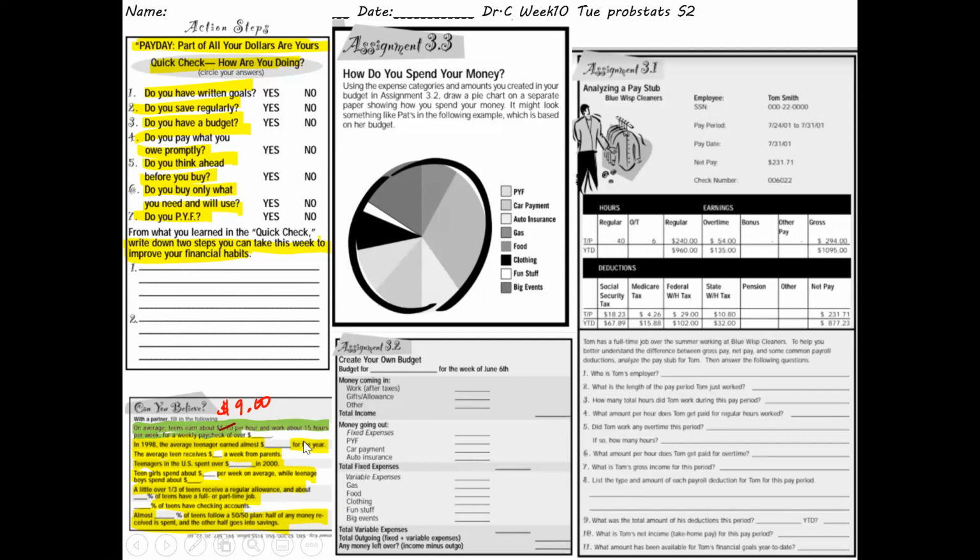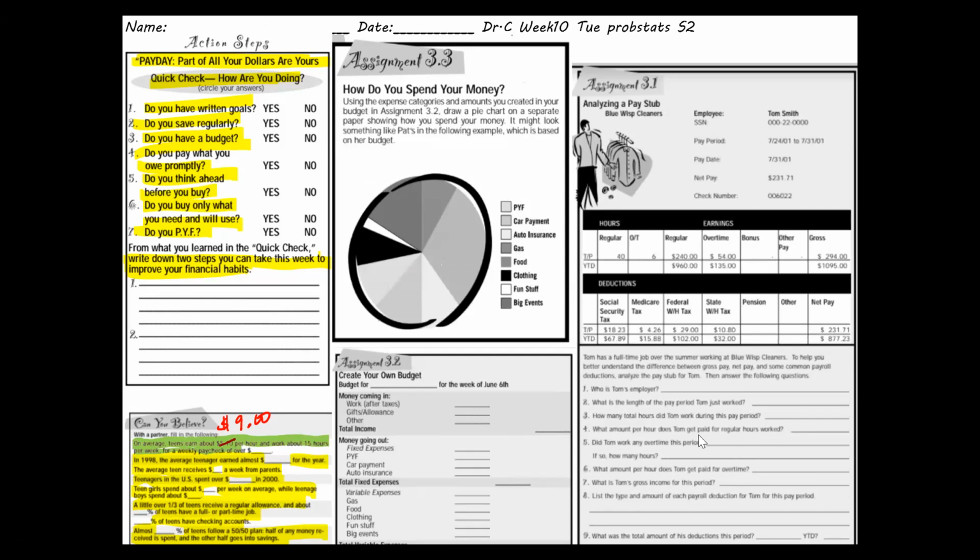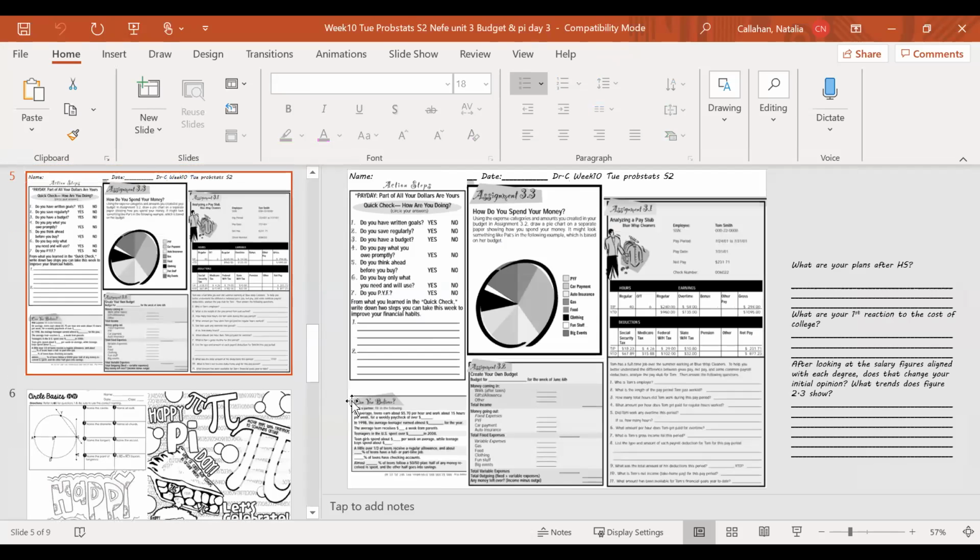Half of my money is received as spent, and the other half goes into saving. And that's actually a really good suggestion, because that's what I did when I got my first job as well. So take a moment and fill in that information, and I'll share that answer with you guys in a second.